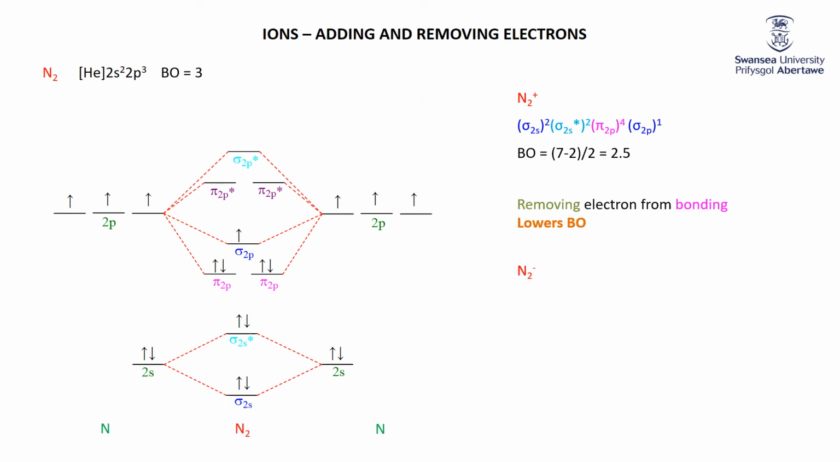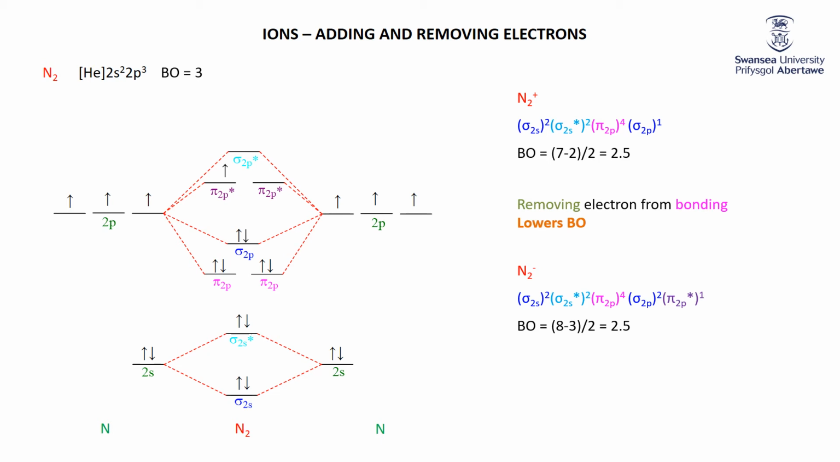But now instead of N2 plus, let's think about N2 minus. So here's our N2. Going to put another electron in there. Where does it go? Well, it has to go up here in one of the anti-bonding pi 2p's. So now there's the electron configuration. I'm not going to read it to you. Bond order now, we've got 8 bonding, 2, 4, 6, 8. But now we've got 3 anti-bonding, so the bond order is 2.5.